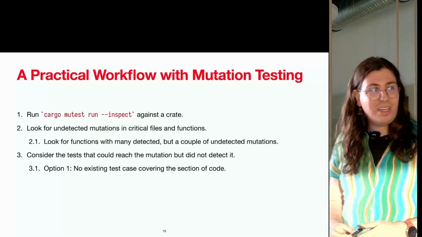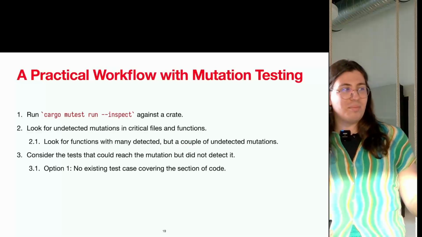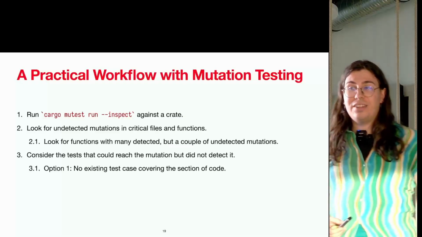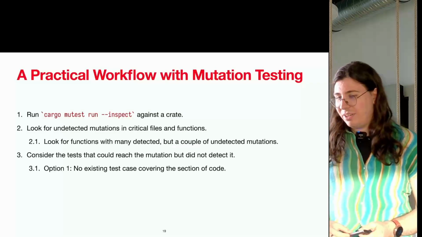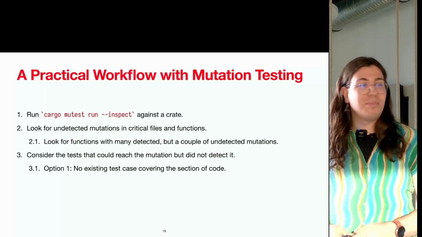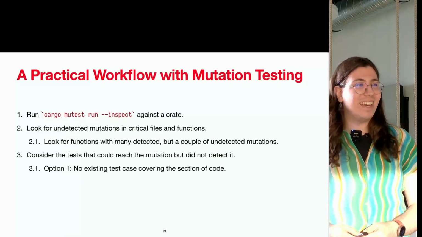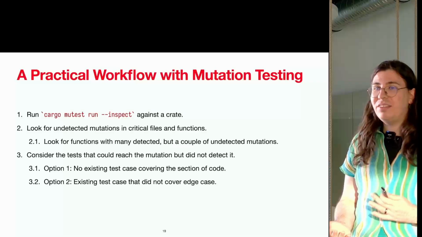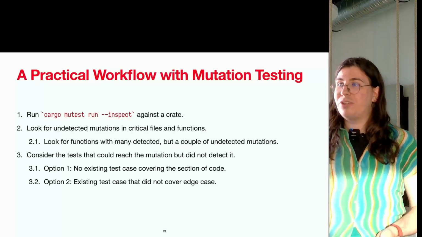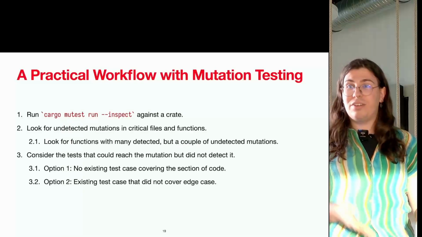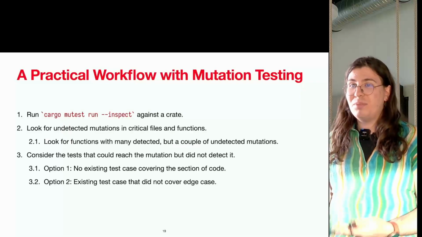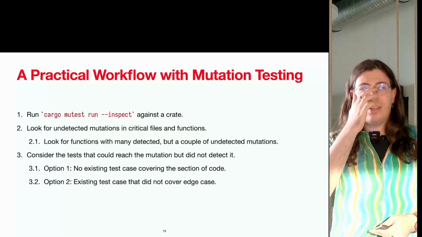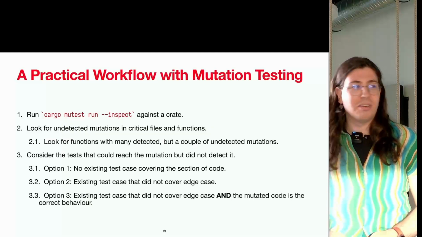And so there's a couple of outcomes here for any individual mutation. Option one is that you discover that there's just no existing test cases that cover that section of code, in which case you get to write test cases. Option two is that you have existing test cases, but they didn't specifically cover that edge case, in which case you can take your existing tests, add some additional assertions to it, some additional piece of input data, and you should be good to go.